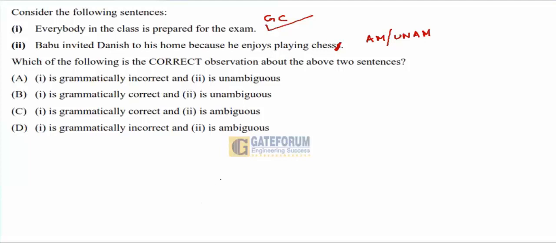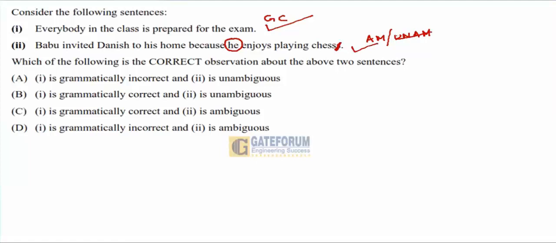Absolutely perfect. Now let us go on to the second one. Babu invited Danish to his home because he, now here this "he" is a matter of ambiguity. Because whom does this "he" mean? This "he" could have meant Babu himself, or else it could have meant Danish. Both of them could be correct, but there is an ambiguity because the clear meaning is not projected. So I will say that this sentence is absolutely ambiguous.